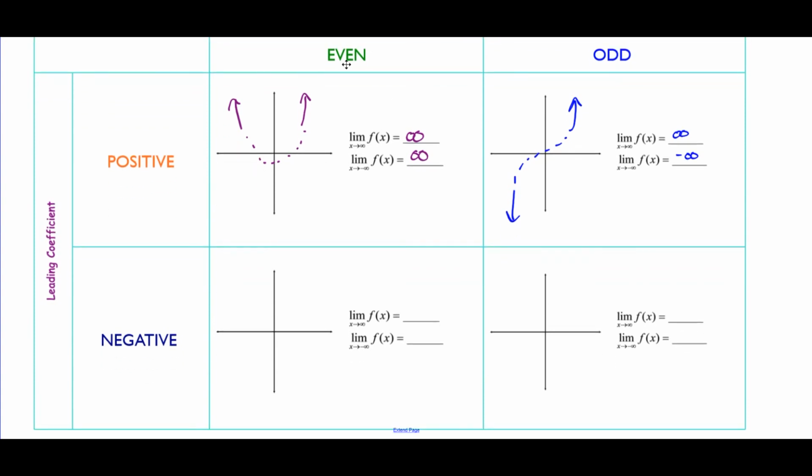Down here, if my degree is even but it's negative, then they should both be going down, and they would be connected together somehow, so they would both be going to negative infinity. And if it's odd and negative, the negative tells us that the right side's going down, and odd, they're going in opposite directions, so the other side's going to be going up. So here on the right side, I'm going to negative infinity, and on the left side, I'm going to positive infinity.